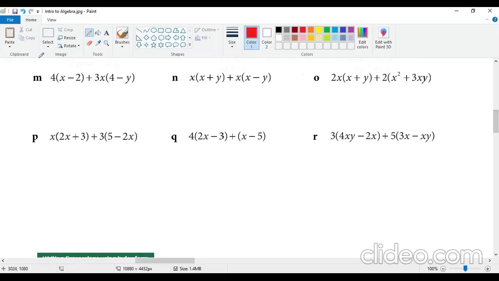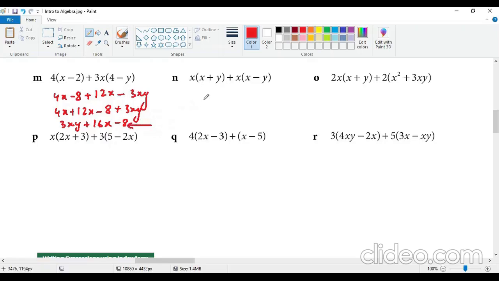Now this one is going to give us 4x minus 8 plus 12x minus 3xy. That means 4x plus 12x minus 8 plus 3xy. So we will write 3xy first, and 12 and 4 give you 16x minus 8. This is the right way of writing algebraic expressions.